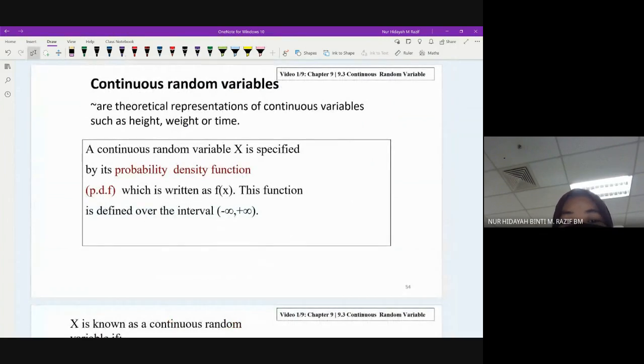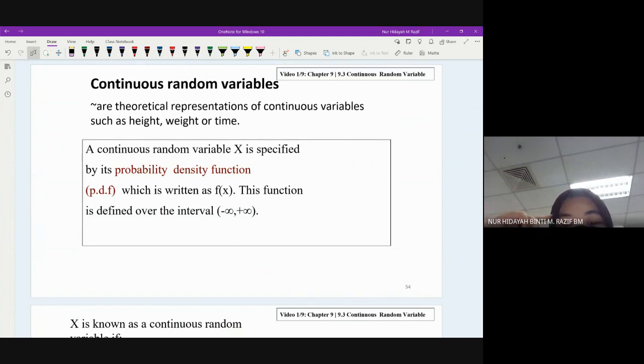These are the theoretical representations of continuous variable seperti height, weight atau time. Sebab kalau you ingat, bayangkan jap, ketinggian orang. Ada tak ketinggian yang macam, oh takkan ada nilai yang diambil? Tak ada kan? Sebab kalau contoh orang tu kata tinggi dia 164 cm, possible tak kita boleh cari orang lain yang tingginya 164.3. Okay, and in fact kalau orang tu kata tinggi dia 164.5 pun, mungkin belum exact sampai pada 0.5. Okay, so that is what we call as continuous variable.